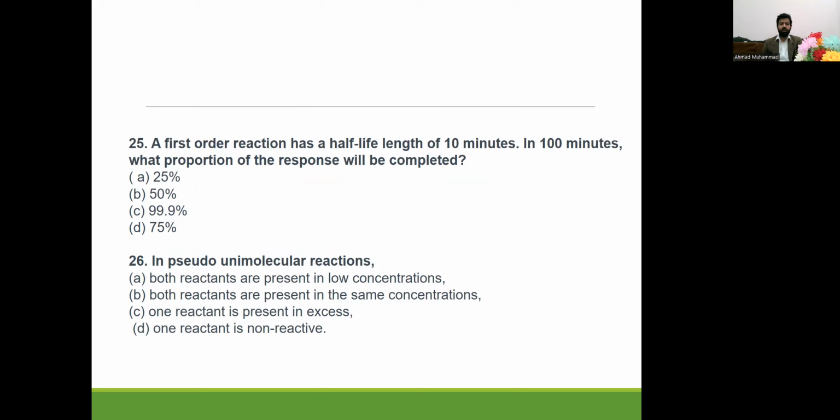In a pseudo unimolecular reaction, both reactants are present in low concentration, both reactants are present in the same concentration, one reactant is present in excess, and option D is one reactant is non-reacting. So the right option from these four options is option C, one reactant is present in excess.